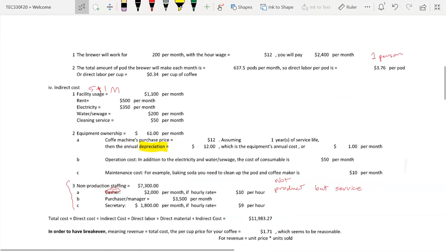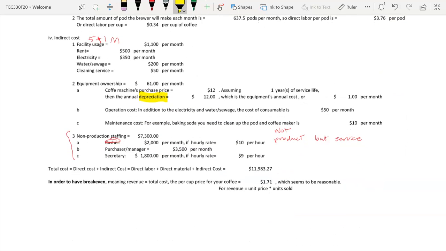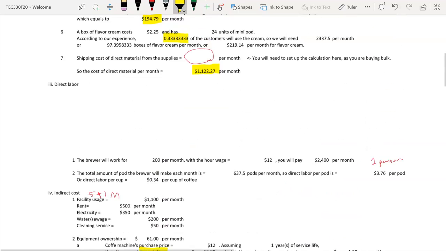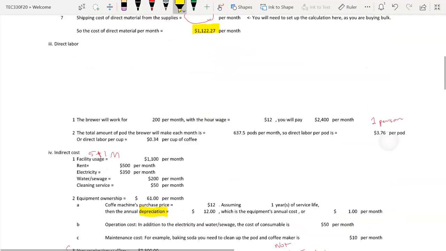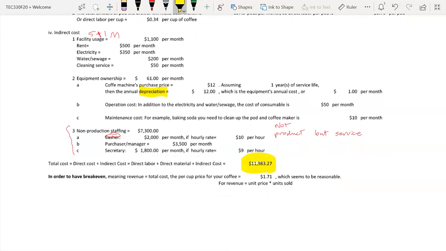So once you have all of those, you have a total cost like this amount. Okay, and this amount will be divided by the total amount of cups you can sell, about 7,000 cups. So once you divide it, you get the number like this. And this is the minimum price you need to sell. Okay, the minimum dollar amount you need to sell. And of course, you can go higher.